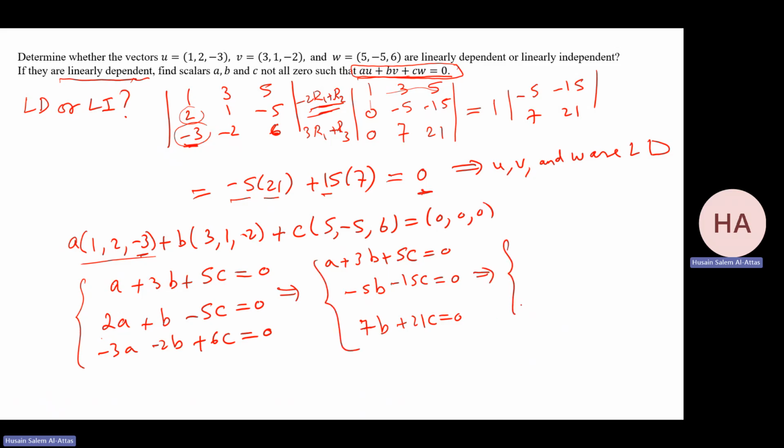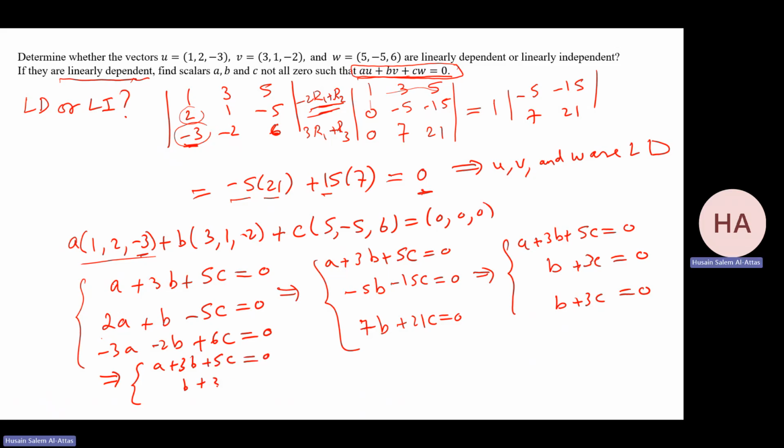As I said, you can do it by Gaussian elimination, or by many methods. For -5B minus 15C equals 0, I can divide by -5. I'm getting B plus 3C equal to 0. And the same thing here, I'm getting B plus 3C equals 0. Now do the Gaussian elimination again. The first equation will be the same.